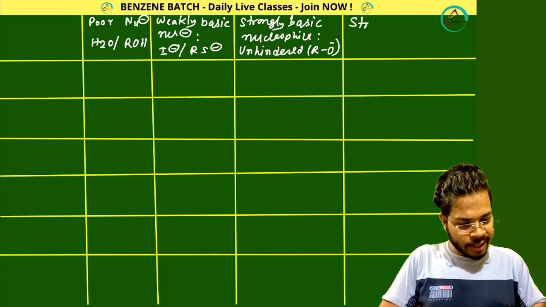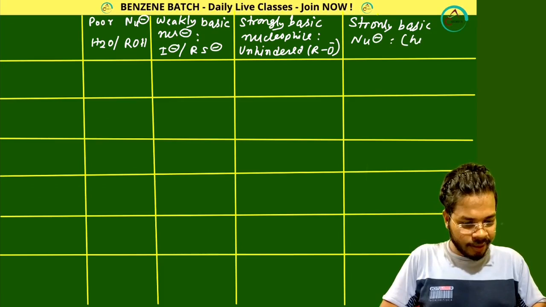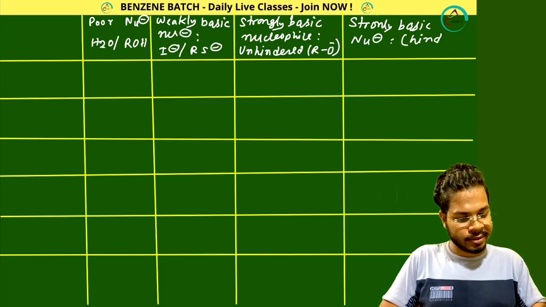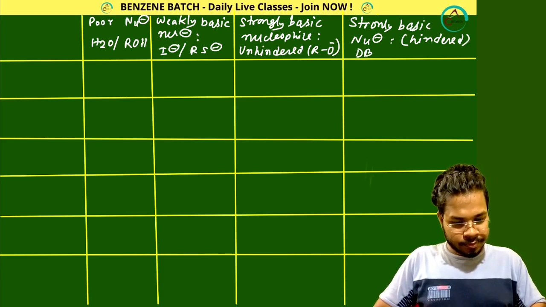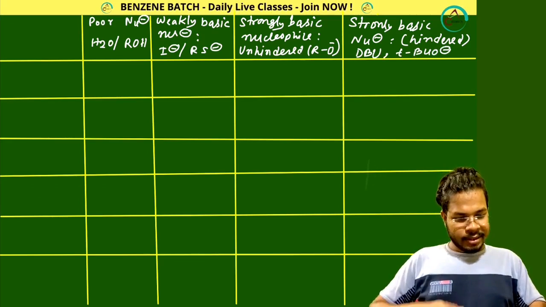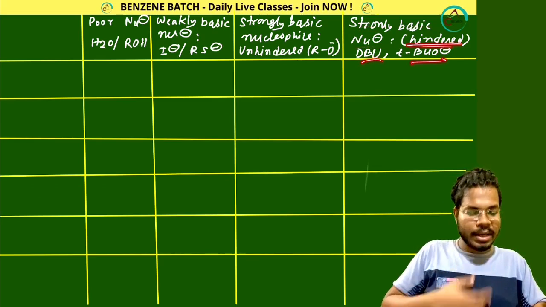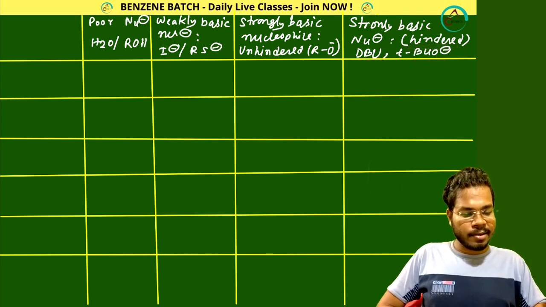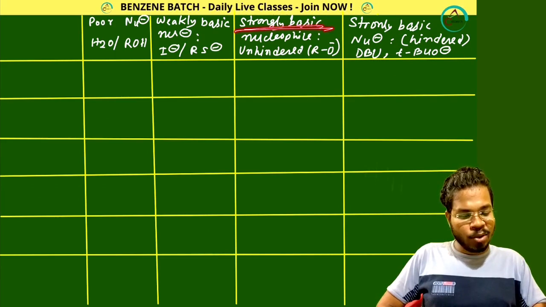Here also I will be using strongly basic nucleophile, but it is hindered. That means steric hindrance will be there, likely to be DBU, or like tertiary BuO minus. So these are called strongly basic nucleophile, but these are like DBU, and those are hindered. The size is bigger. These are bulkier in size, and the strongly basic nucleophiles which are unhindered are RO minus.